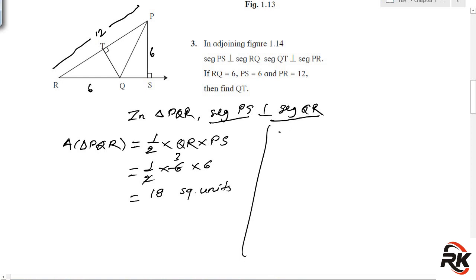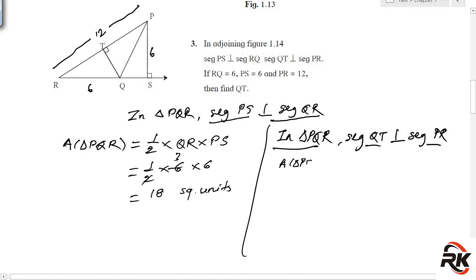Also, in triangle PQR, segment QT is perpendicular to segment PR. For the same triangle PQR, PR is the base and QT is the height. Using also formula, area of triangle PQR is equal to 1/2 into base PR into height QT.